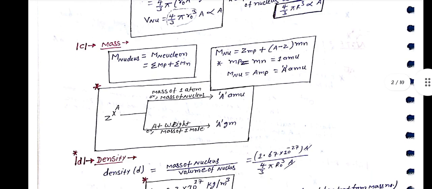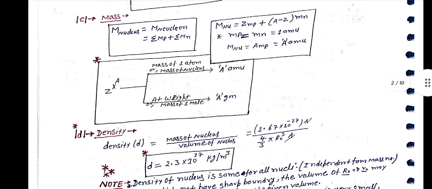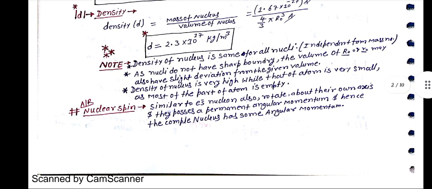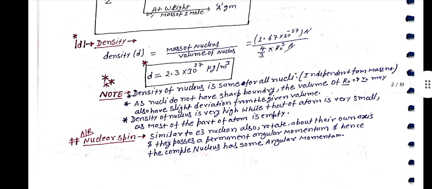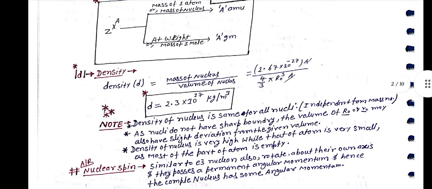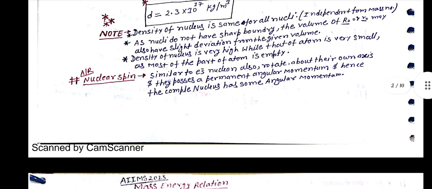Next, mass. The mass of nucleus is equal to the mass of protons plus the mass of neutrons. And this is the main important formula: mass of nucleus is equal to Z mp plus A minus Z into mn. Leaving that, there is the density formula. Density is equal to mass of nucleus by volume of nucleus. These are the important formulas.